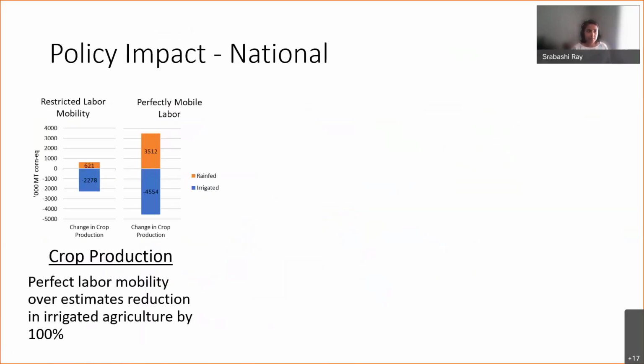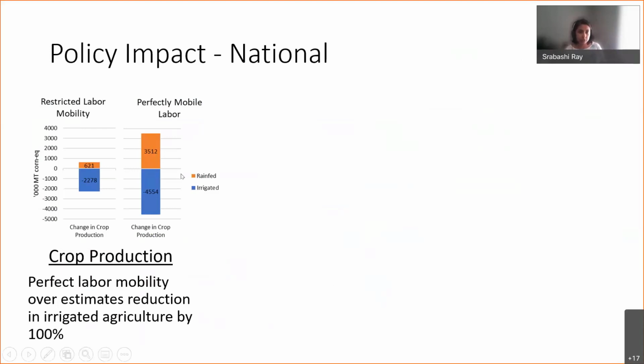So first, I'll present some national level impacts of this policy. Again, here I compared the results of this simulation under 2 labor market assumptions. On the left, the bar shows a more realistic prediction of this policy, where labor market mobility is restricted. On the right-hand side, we see what happens in contrast when the labor market has perfectly elastic labor movement. So the first graph here is for the changes in crop production.